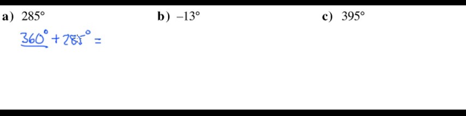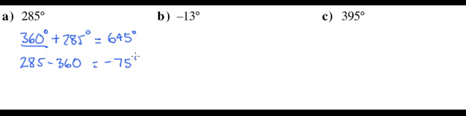So if we do 285 plus 360, we get, what is that, 645 degrees? That angle is coterminal with 285. Also, if we take 285 and subtract 360 from it, we get minus 75 degrees, and that angle is also coterminal with 285. And we could keep doing this infinitely. We could do 645 plus 360 equals 1005 degrees. That's also coterminal with 285. And you could add 360 or subtract 360 as many times as you like.